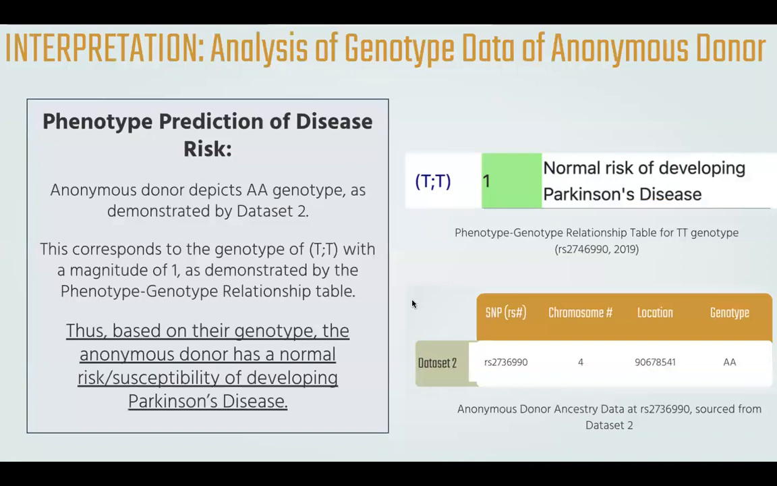So in order to interpret and analyze the genotype data of the anonymous donor to predict whether they are at increased risk of developing Parkinson's disease, we compared the Ancestry data to our results from the phenotype-genotype relationship table on SNPedia for the SNP associated with RS2736990. Now we find that the anonymous donor depicts an AA genotype as demonstrated by dataset 2. This corresponds to the genotype of TT with a magnitude of 1 as demonstrated by the phenotype-genotype relationship table. Thus, based on their genotype, the anonymous donor has a normal risk of developing Parkinson's disease.